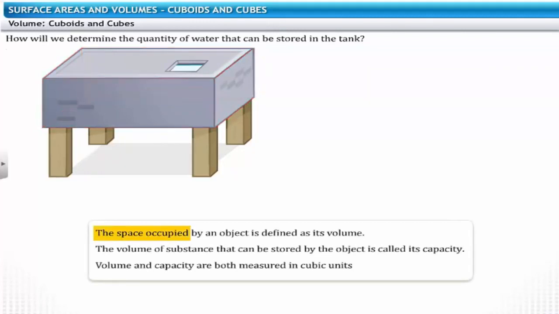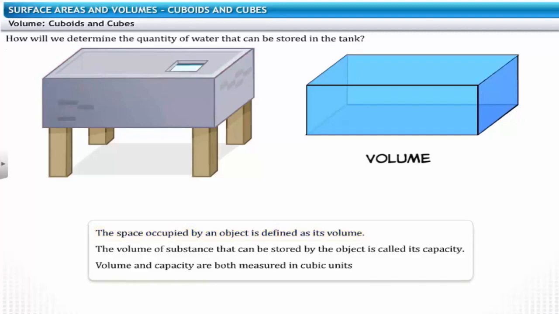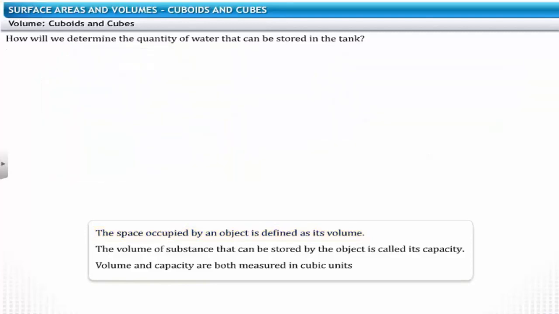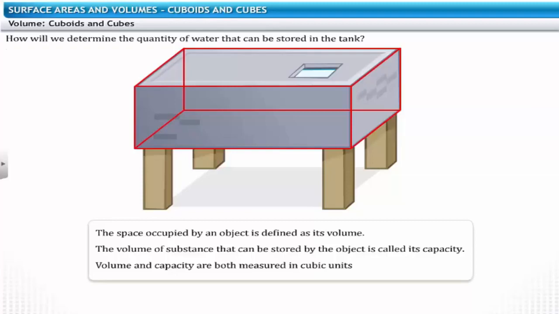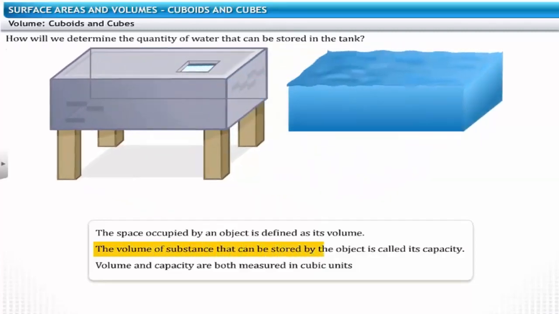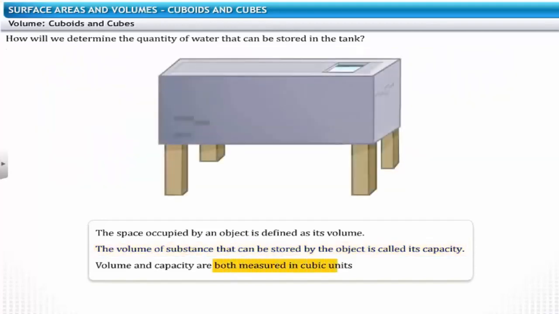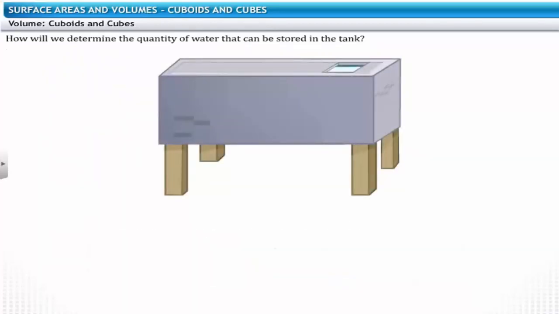The space occupied by an object is defined as its volume. Now, if the object is hollow, its inner space is empty. The empty space can be occupied by air or it can hold some liquid. The volume of substance that can be stored by the object is called its capacity. Both are measured in cubic units. Now, in case of the tank, if its length, breadth, and height are known, then we can derive the formula to calculate the volume of the tank.